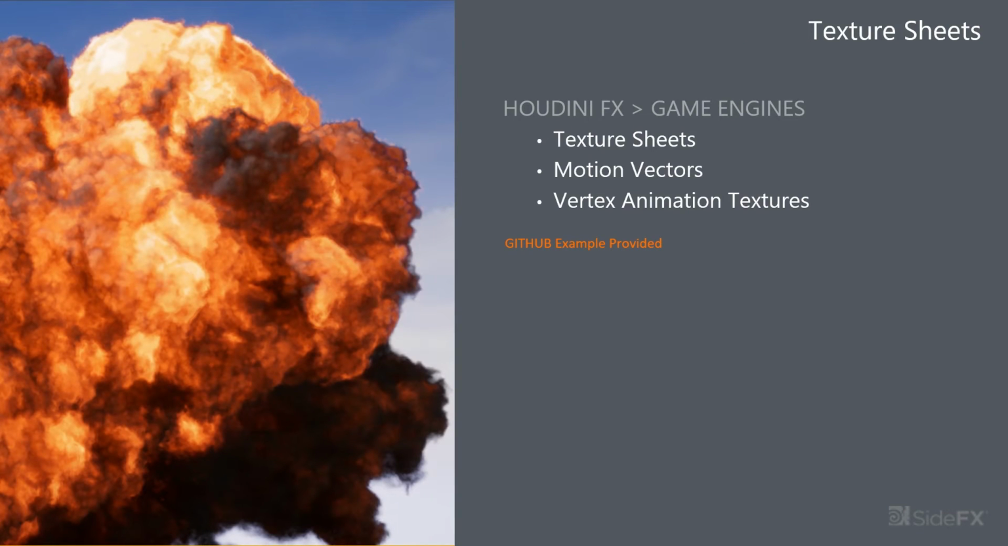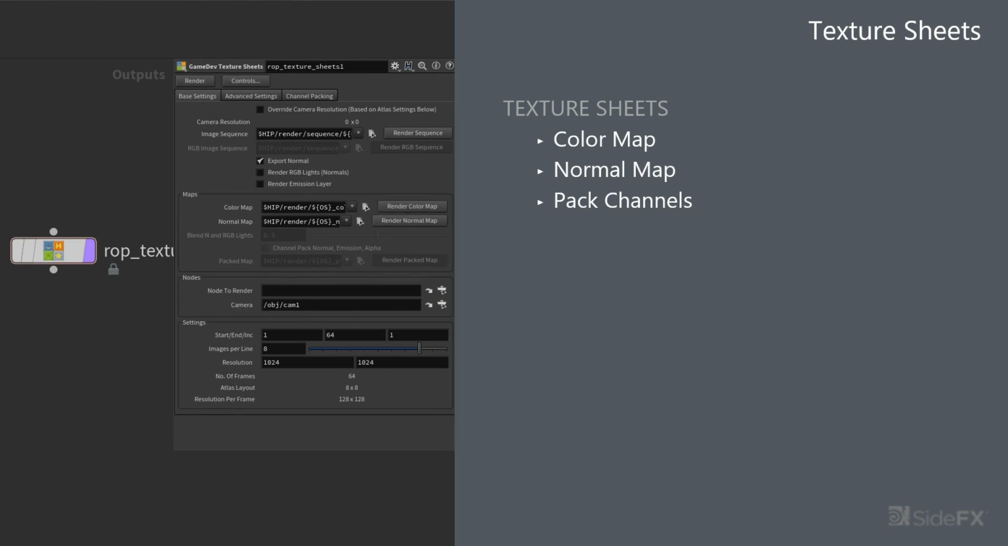Next up, texture sheets. How do we get Houdini effects into game engines? We're going to talk about texture sheets, motion vectors, and vertex animation textures. Once again, these tools also have examples on GitHub. To begin with, texture sheets.